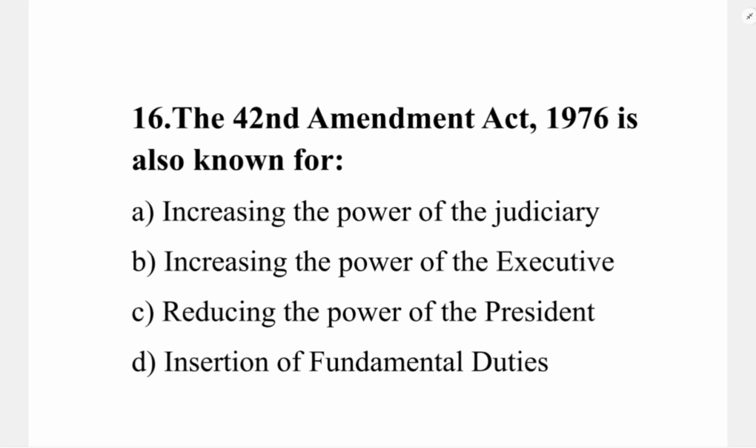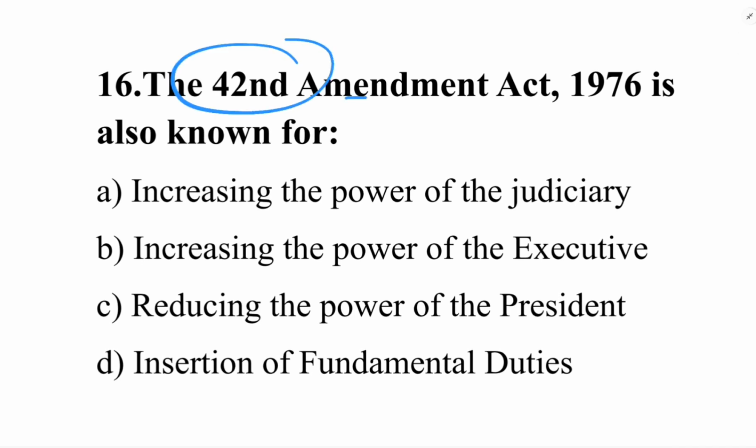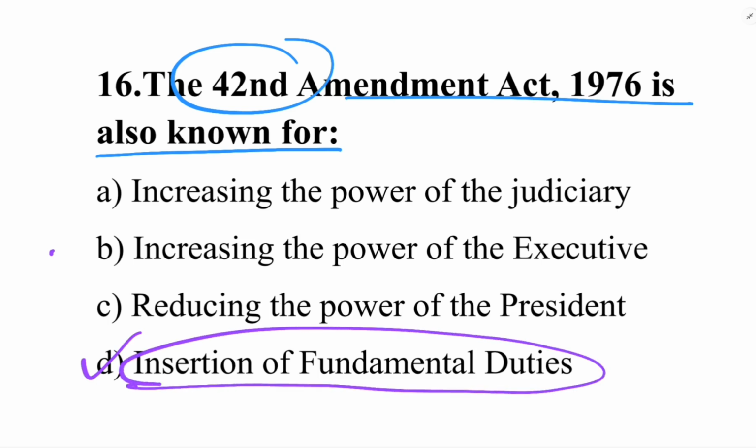Next question. The 42nd Amendment Act 1976 is also known for option A, increasing the power of judiciary. Option B, increasing the power of executive. Option C, reducing the power of president. And option D, insertion of fundamental duties. So the correct answer is option D, insertion of fundamental duties. Through the 42nd Amendment, the fundamental duties were added to the Constitution.